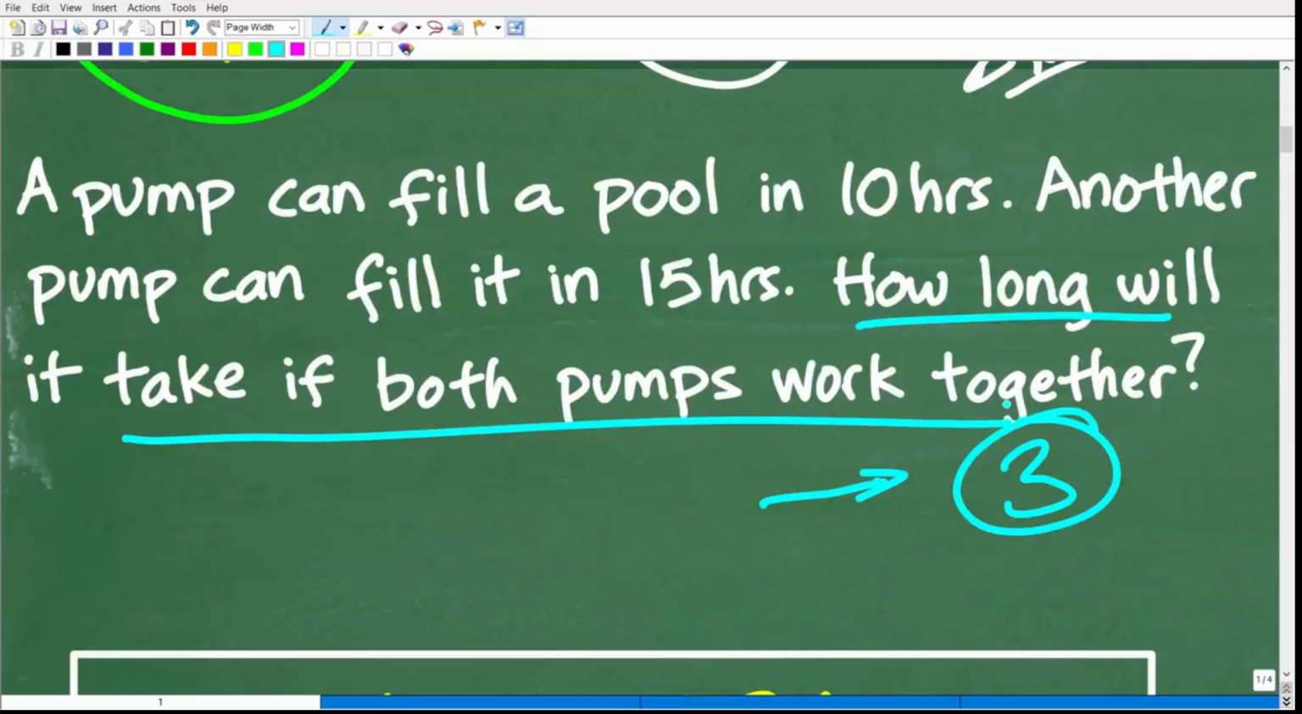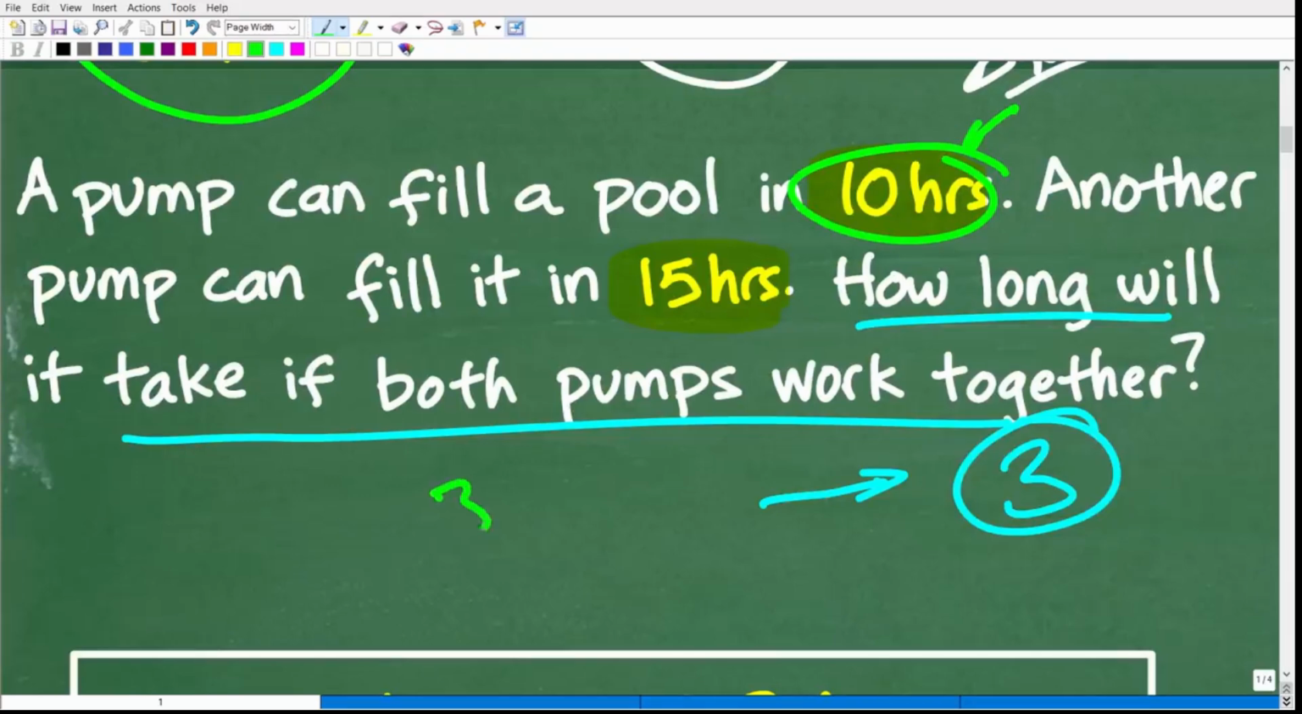We need to kind of use some common sense, right? So when you're thinking about this, you're like, well, I don't even know how long this is going to take. But if one pump can fill the pool in 10 hours and another one in 15 hours, if they're working together, we would think that both together, it has to be under 10 hours. So the reason why I do that is it's always a good idea to not forget your common sense in terms of what kind of answer you should expect.